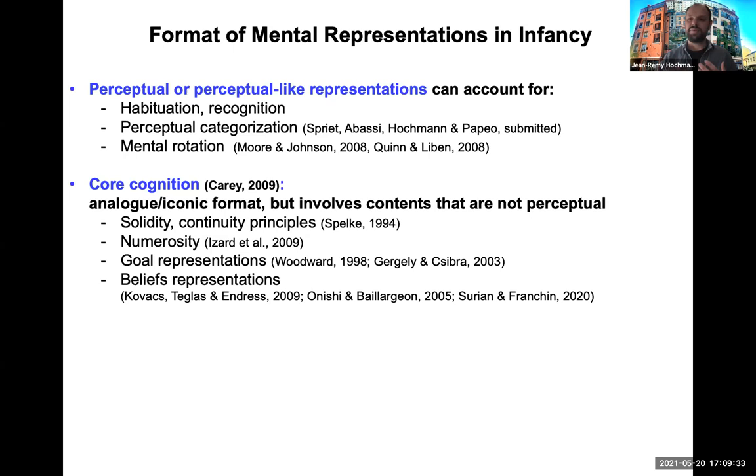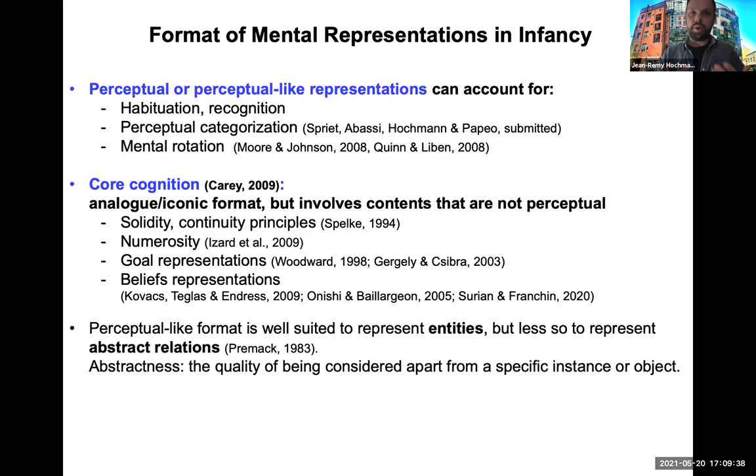So what I want to point out here, and I'm following Premack in 1983, is that a perceptual-like format of representation is well-suited to represent entities, but much less so to represent abstract relations and maybe abstract concepts in general. And this follows from the definition of abstractness itself, that is the quality of being considered apart from a specific instance or object. If you're not convinced, try to think how you would draw an abstract concept such as freedom, or an abstract relation. This is something very difficult, if not impossible.